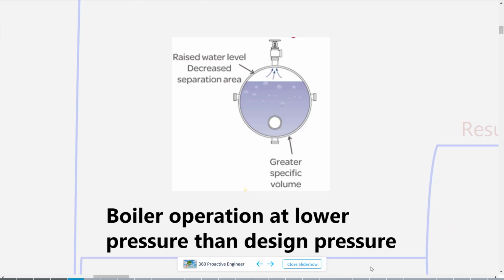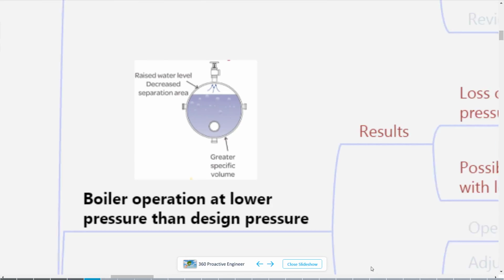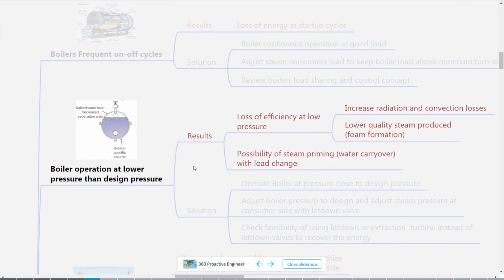The second problem could be boiler operation at lower pressure than the design pressure. This will result in losing efficiency at low pressure. Also, it will increase the radiation and convection losses. This will lower the quality of steam produced because the foaming formation tendency will be higher.